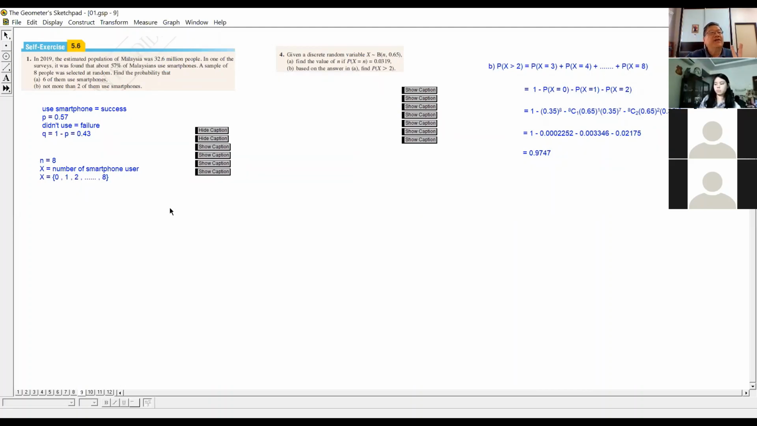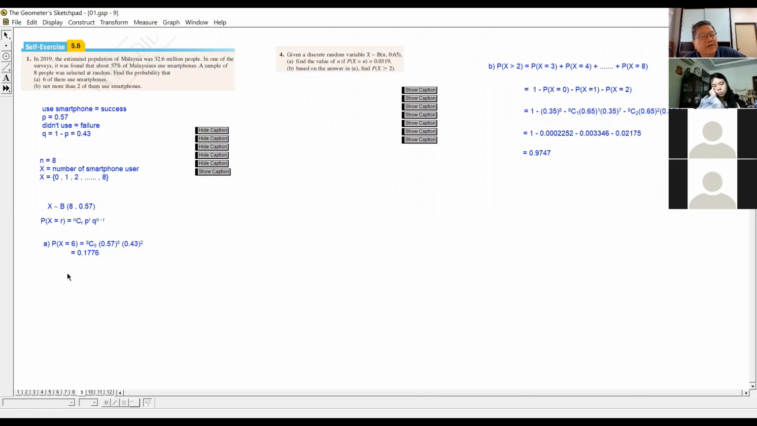of values for X. So now we want probability of 6 of them use smartphone. 6 of them use smartphone means X equals to how many? 6. X equals to 6, correct. Now before I carry on, I draw to you this one. The discrete random variable x is distributed binomially with n equals to 8 and p equals to 0.57. So they want 6 using smartphone. Okay, we use this formula, probability of x equals to r, nCr p^r q^(n minus r). And you say the x equal to 6.